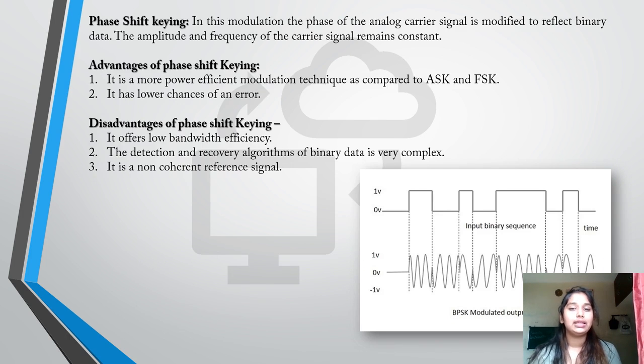Phase shift keying. In this modulation, the phase of the analog carrier signal is modified to reflect binary data. Advantages of phase shift keying: it is a more efficient modulation technique as compared to ASK and FSK. It has lower chances of error. Disadvantages: it offers low bandwidth efficiency. The detection and recovery algorithms of binary data are very complex, and it is non-coherent in reference signals.